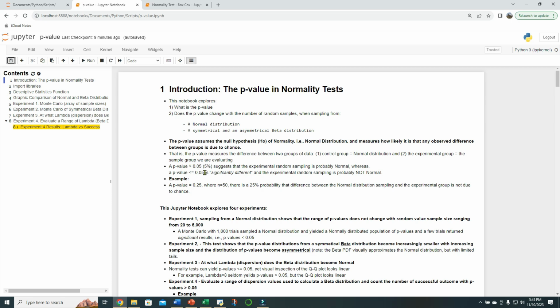A p-value greater than 0.05 or 5% suggests that the experimental random sampling is probably normal, whereas a p-value less than 5% is significantly different, and the experimental random sampling is probably not normal. For example, with a p-value equal to 0.25, where the number of samples is 50, there is a 25% probability that the difference between the normal distribution sampling and the experimental group is due to chance.